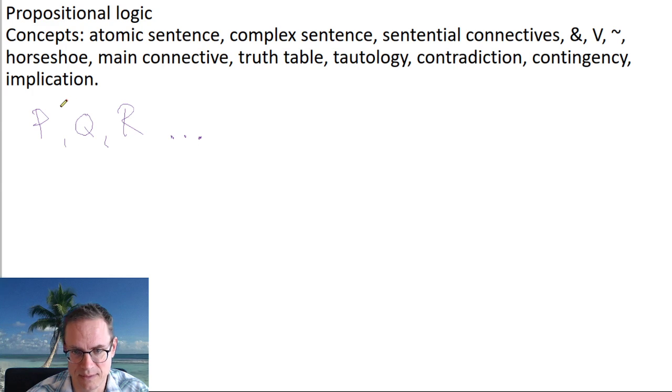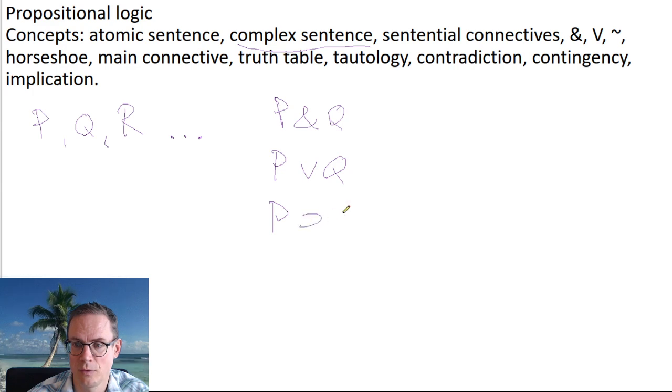Now, these are atomic sentences. They are the smallest building blocks. But from those small building blocks, we can build complex sentences using truth functional connectives, sentential connectives, such as and, or, not, and the horseshoe. For instance, I can combine P and Q with an and. I can combine P and Q with an or. I can combine P and Q with the horseshoe. And I can put a not in front of P or Q.